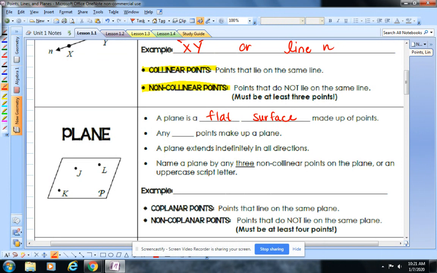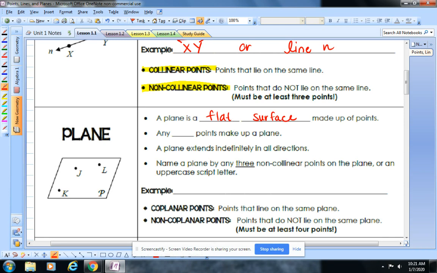So it's flat, so you can think about your piece of paper as a plane. You can think about your desktop as a plane. You can think about my screen as a plane, or a wall, or the floor. Okay? So it's just a flat surface that has points on it. Okay, that's called a plane.